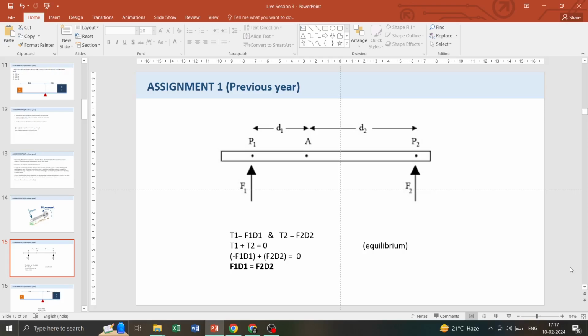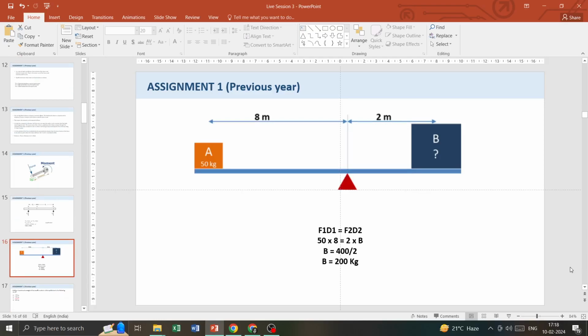Now when we write this equation, one of the forces, F1 and F2, would cause the body to rotate in the anti-clockwise direction, and F1 will cause the body to rotate in the clockwise direction. So that's why one of the forces has to be written as negative, because the directions of the forces are changing. So the equation becomes minus F1 d1 plus F2 d2 equals 0, which means F1 d1 equals F2 d2.